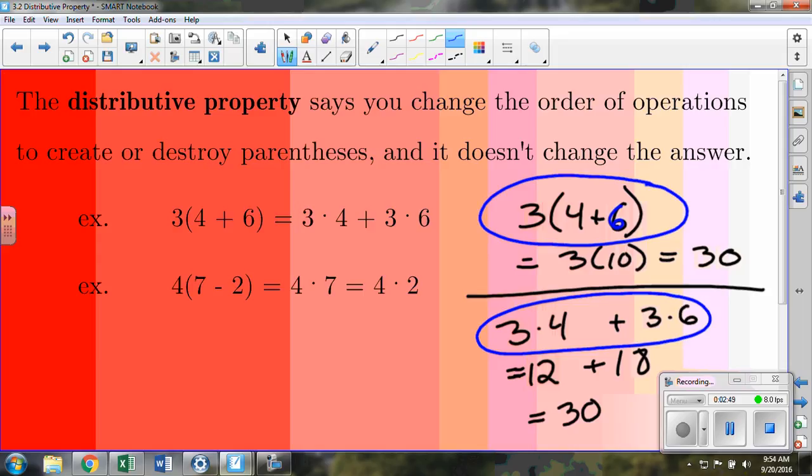Since both ways are going to give you the answer of 30, you can pick and choose which way you want to do it. We'll also note this other example is using subtraction. It doesn't matter if it's adding or subtracting inside the parentheses, the distributive property will work.